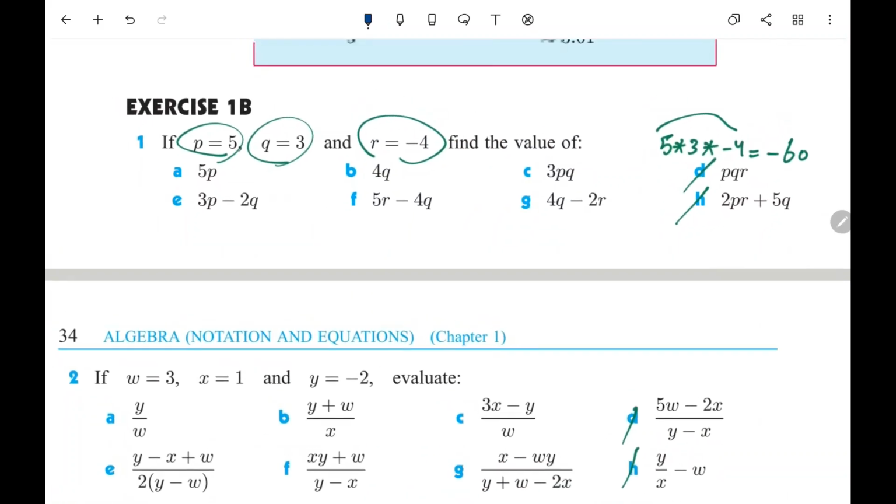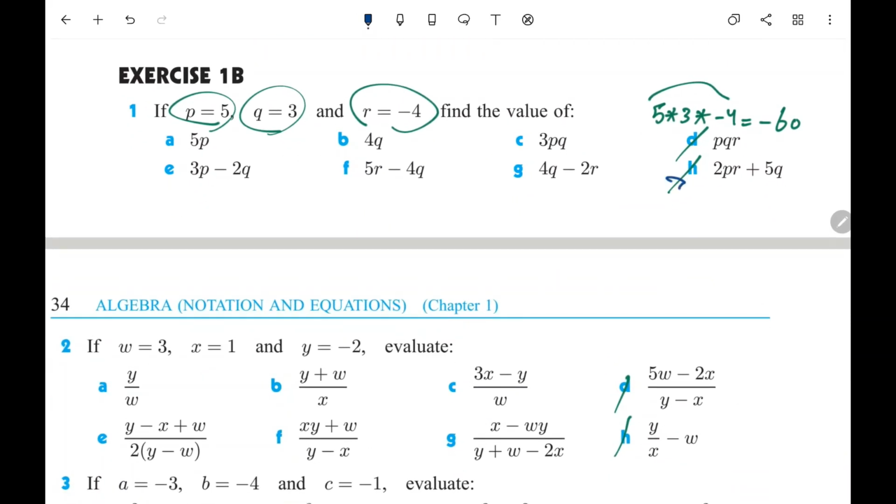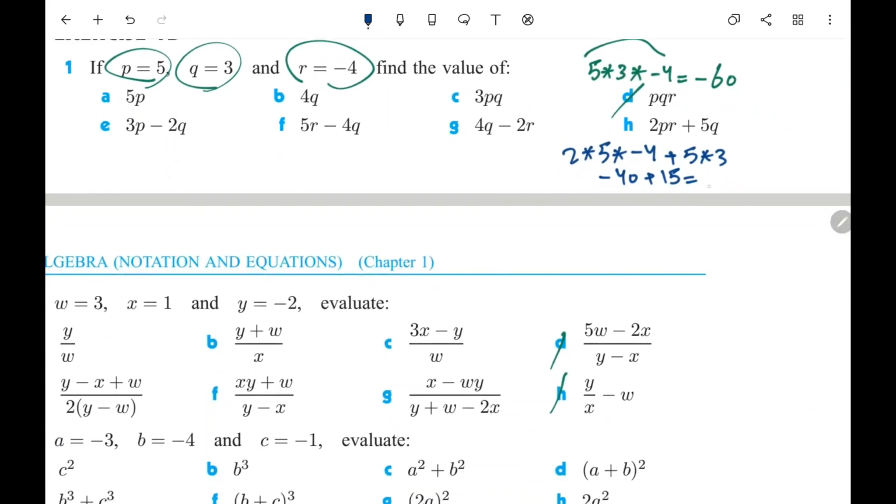Okay. 2PR. It means that 2 times P equals 5, times R, negative 4, plus 5 times Q, which is 3. 2 times 5 will equal 10. 10 times negative 4 will equal negative 40. Plus 5 times 3 will equal 15. So negative 40 plus 15, the answer will be negative 25.